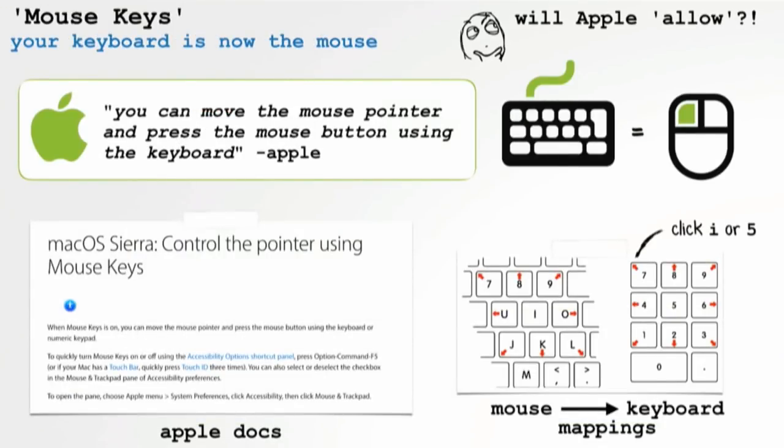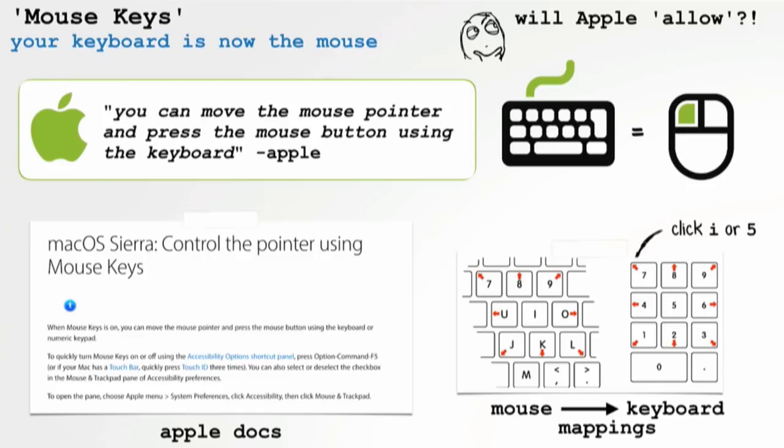So I started poking around on macOS, and after a few minutes, I found a feature of the operating system called mouse keys. Now, it's a documented feature, it's Apple documentation, and basically, as their documentation says, it allows you to use the keyboard as the mouse. So they provide a lot of information, including keyboard to mouse button mappings. So for example, if you want to click, if you press the key I or the number 5 on the keyboard, if mouse keys are enabled, this will be translated to a mouse click.